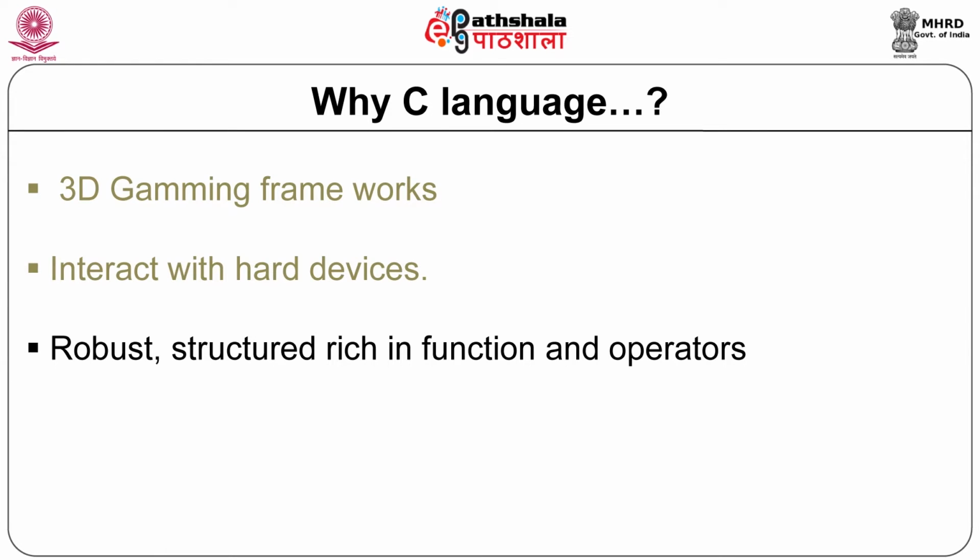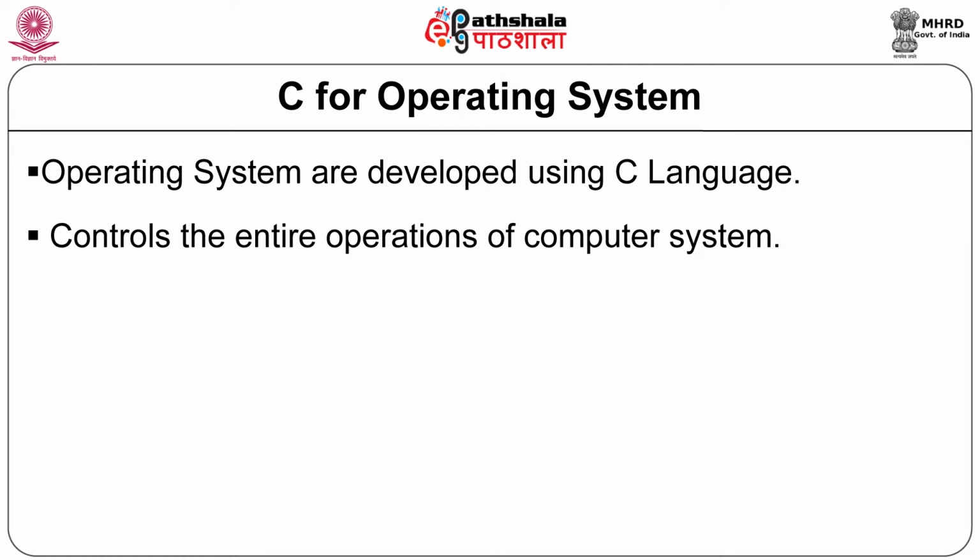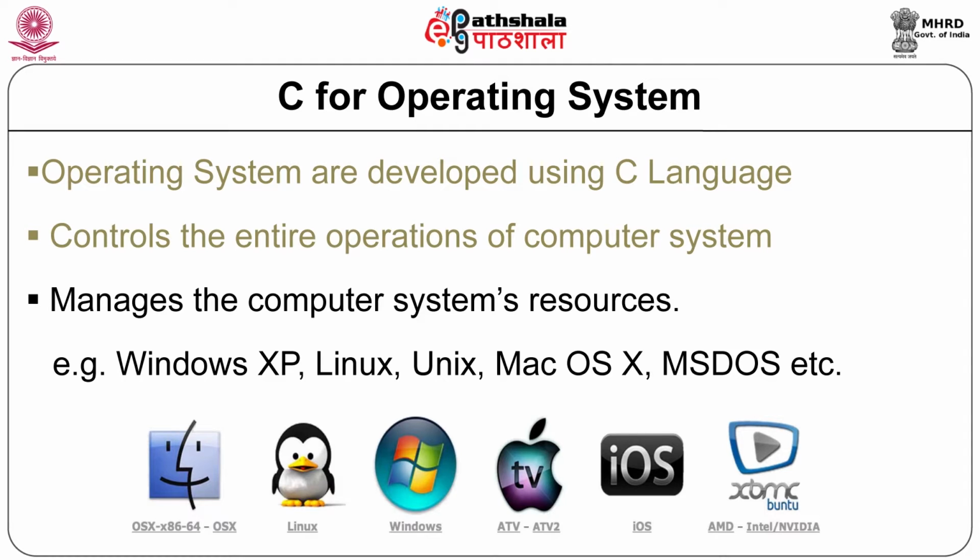C is robust, structured, rich in functions and operators to write very difficult programs. Therefore, C is called an efficient, fast and portable language. Most operating systems are developed in C language. The operating system controls the entire operations of the computer system. The operating system must also manage the computer system resources. Examples are Windows XP, Linux, Unix, MS-DOS, etc.